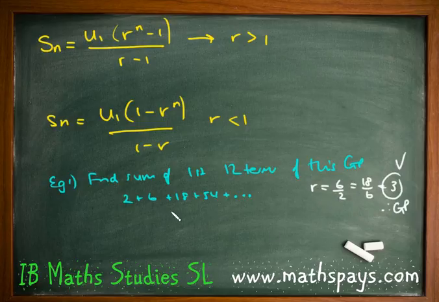Now, the biggest thing here though, and this is why I quite like to do this anyway, we know that the ratio is 3. There are three pieces of information we need to know for this question. We need to know what u1 is equal to.